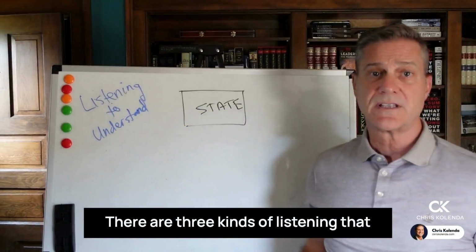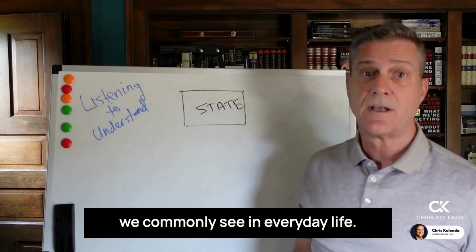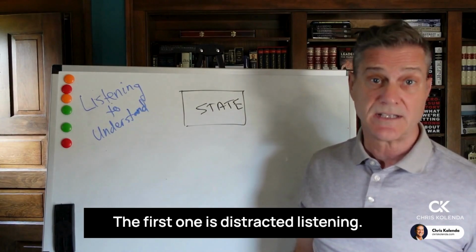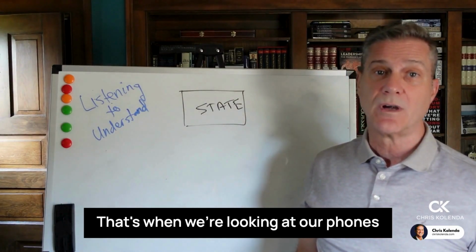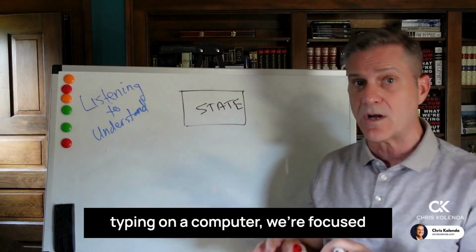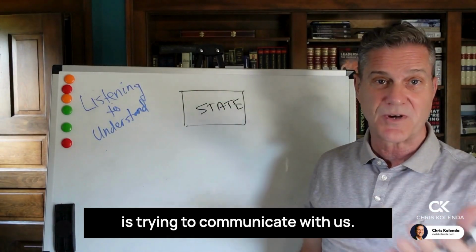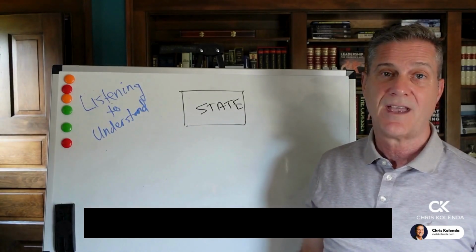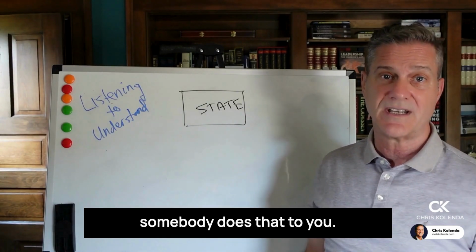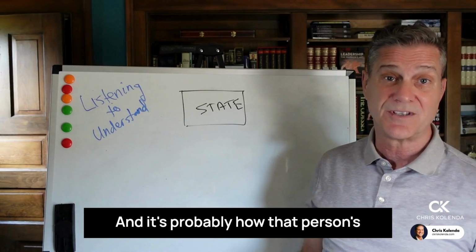There are three kinds of listening that we commonly see in everyday life. The first one is distracted listening. That's when we're looking at our phones or reading something, typing on a computer, focused on something else while somebody's trying to communicate with us. Now imagine how you feel when somebody does that to you, and it's probably how that person's feeling when you do it to them.